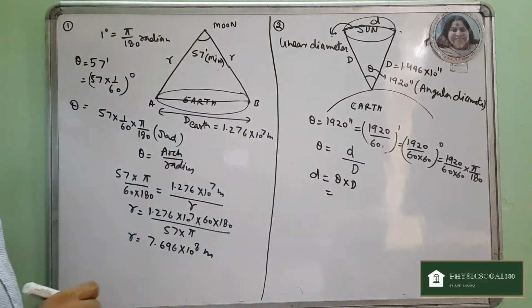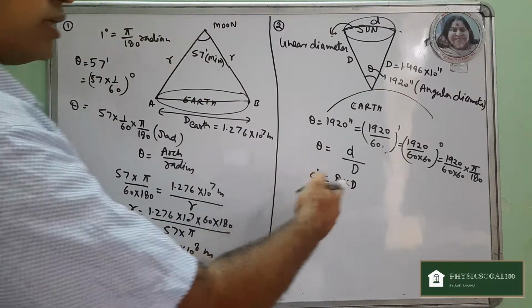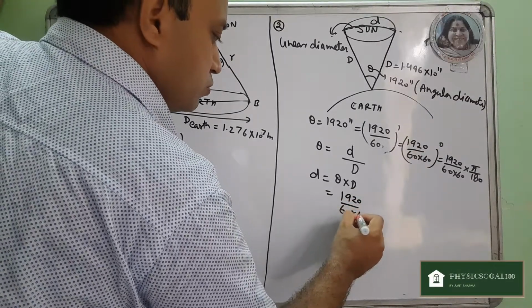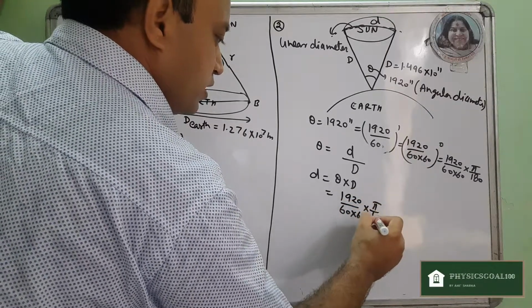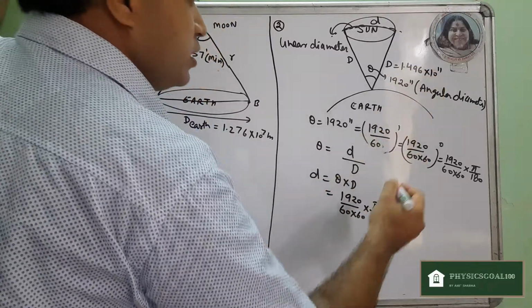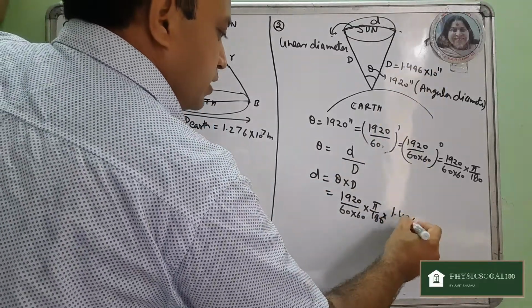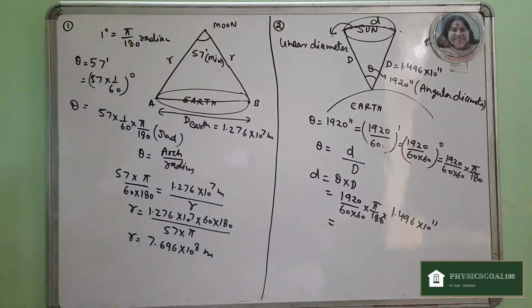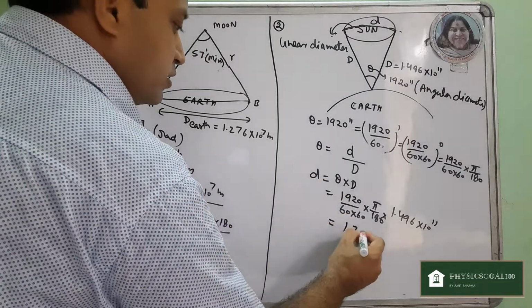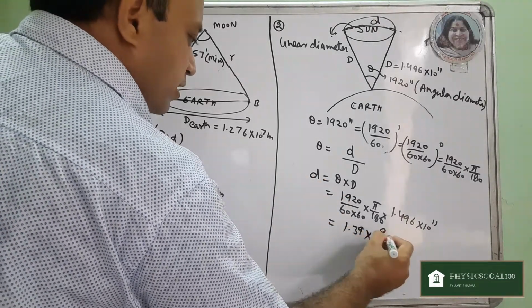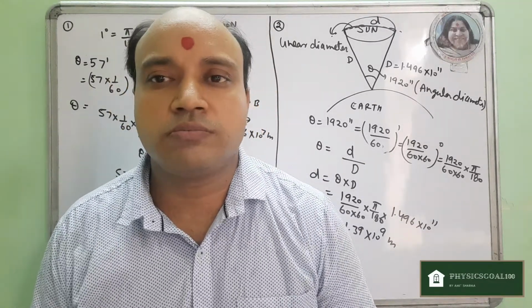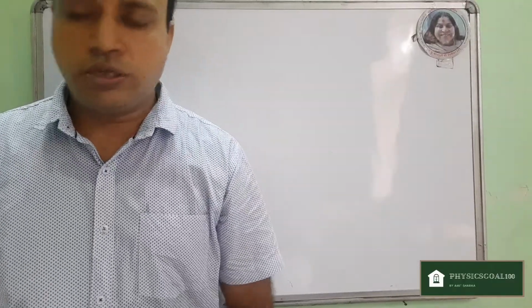So if I apply d is equal to theta into D, that is 1920 upon 60 into 60 into pi by 180 into D, which is given 1.496 into 10 की power 11. So what does it come out to be? 1.39 into 10 की power 9. These two numericals will help you a lot. We will discuss more questions. Good luck.